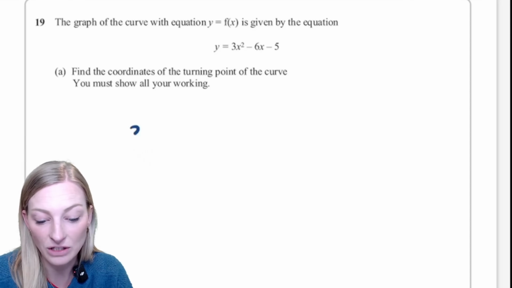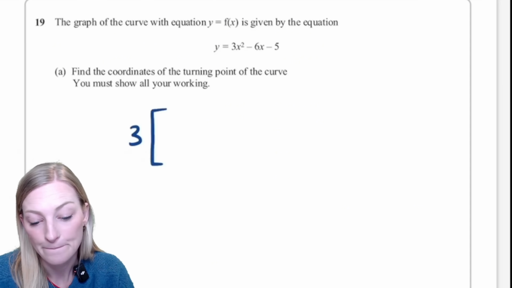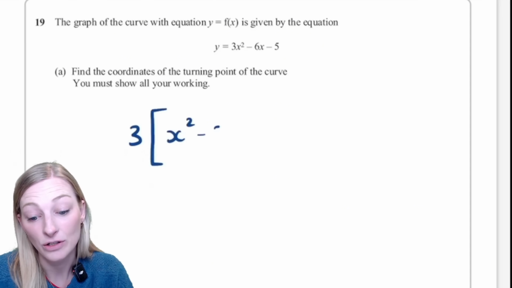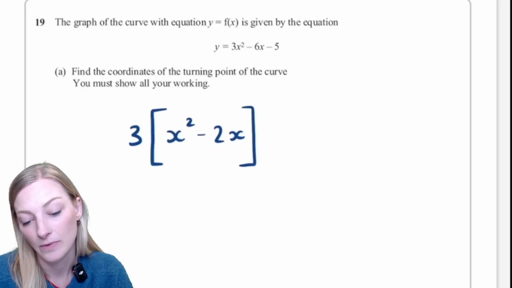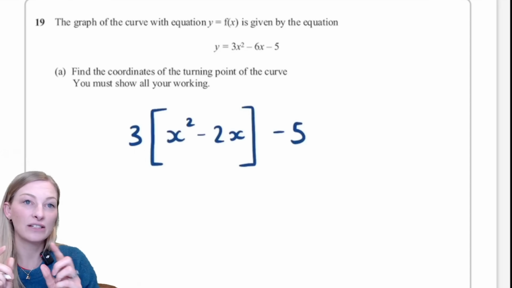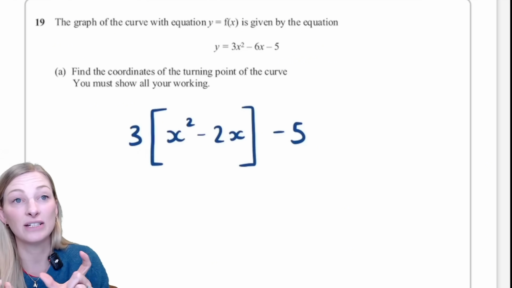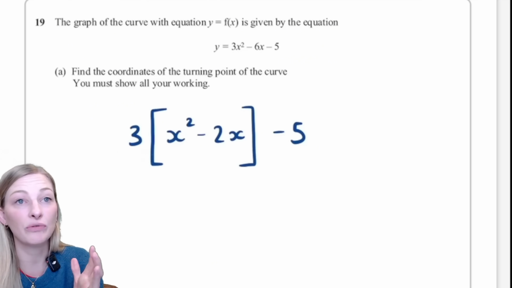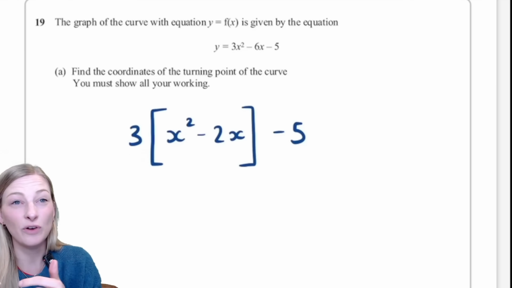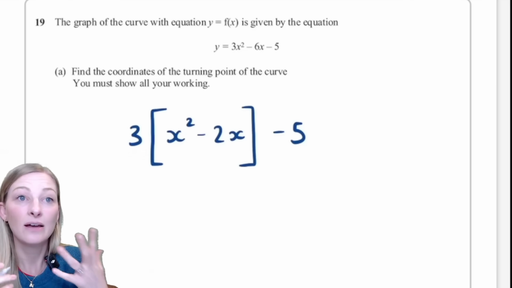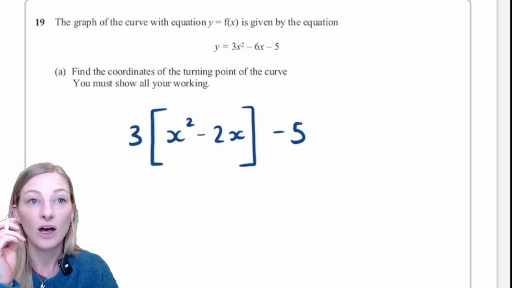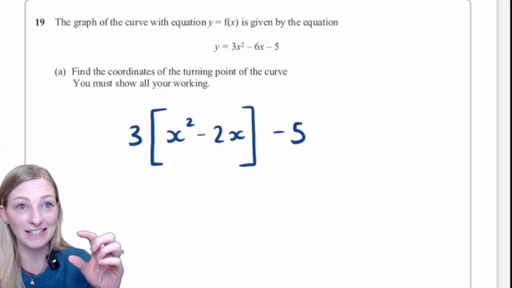So I'm going to factorise that out. 3 lots of x squared minus 2x, minus 5. I just like to factorise the first 2 terms. I find it easier. You can factorise all 3 terms if you want to. You'd end up with 5 over 3. You bring it back in, it's okay. I personally just like to do that. I always recommend doing that step.